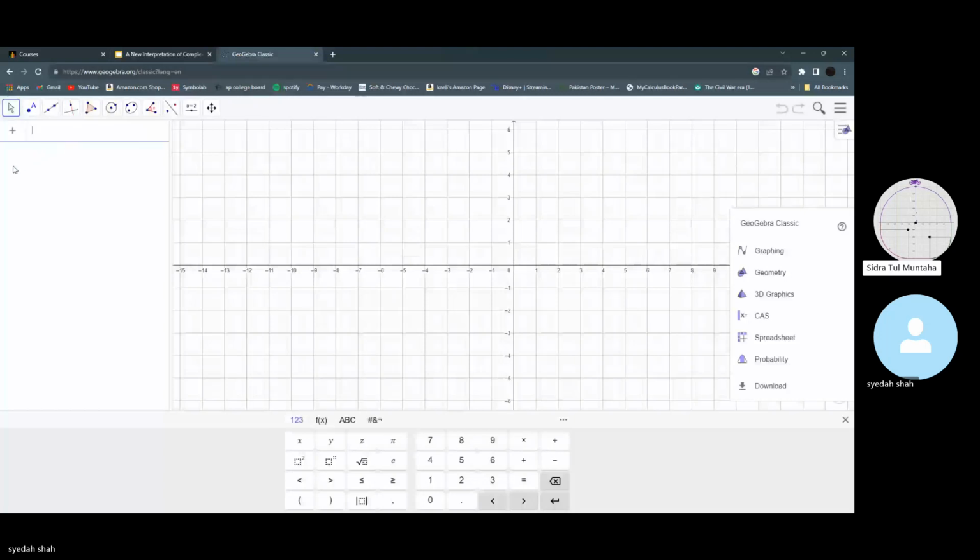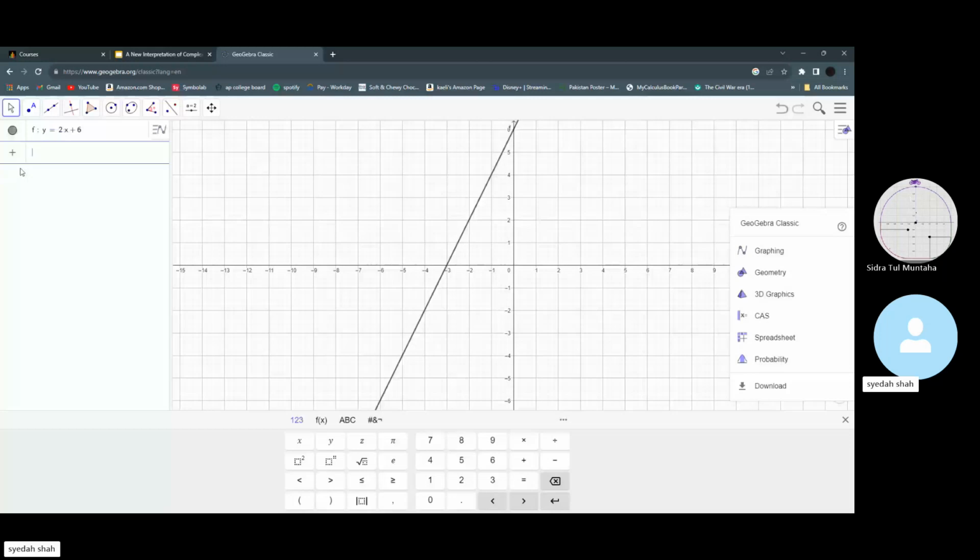Now write here any linear equation. Do you know what linear equations are? Yes. So you can write any linear equation here. And now enter it. And in the second input, you can write any quadratic equation.